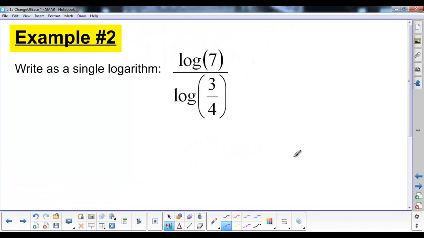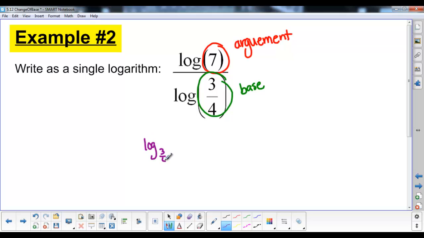Okay, as a last example, we're going to use that rule and go backwards. We want to write it as a single logarithm. So we have both log base 10s here, and again, this would be our argument, and the 3 over 4 would be our base. So to write as a single logarithm, well, I would say log base 3 over 4 of 7. And that's it.